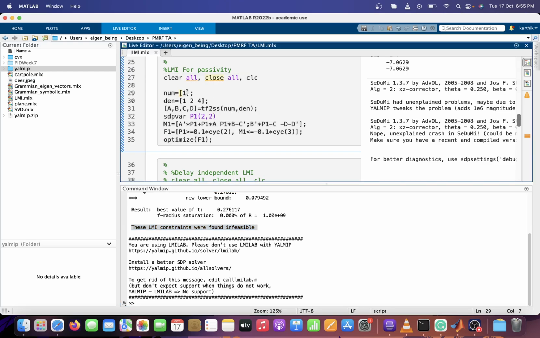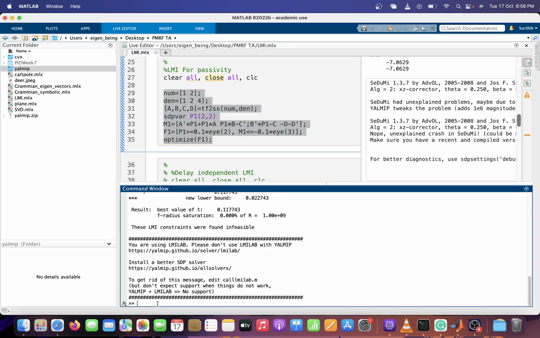Now there is a property that passive systems will have a relative degree 1. Relative degree, in linear systems, is just the number of poles minus zeros, or the degree of the denominator polynomial minus the degree of the numerator polynomial. Now if I run this after adding one more zero to the system, now it's feasible.